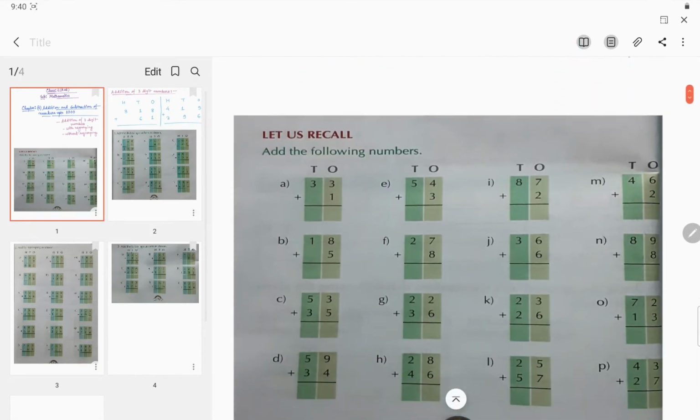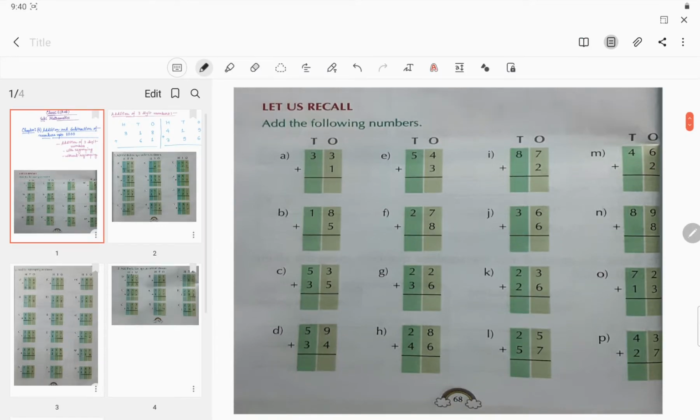You know that addition means putting the numbers together, simply putting the numbers together. That means if you have 2 pens and 3 pencils, how many pens and pencils do you have? 2 plus 3. 2 plus 3 means 5, right?